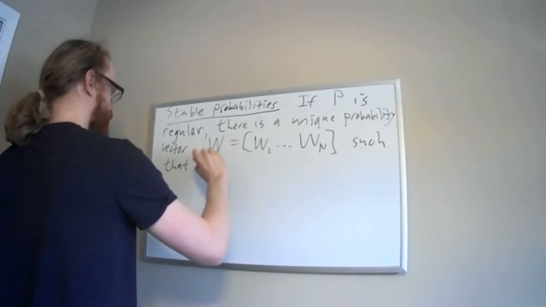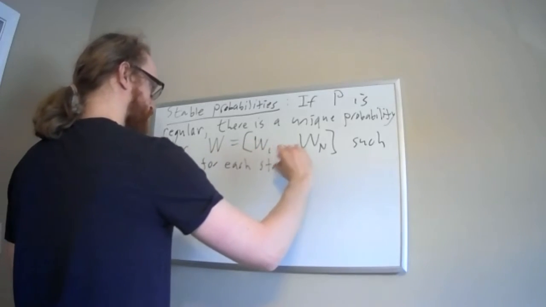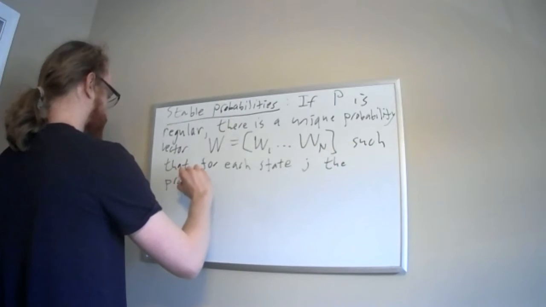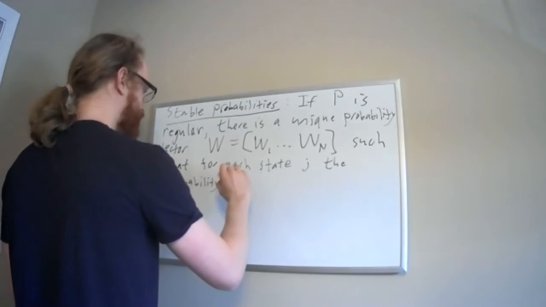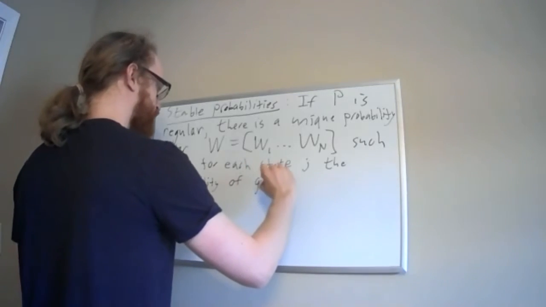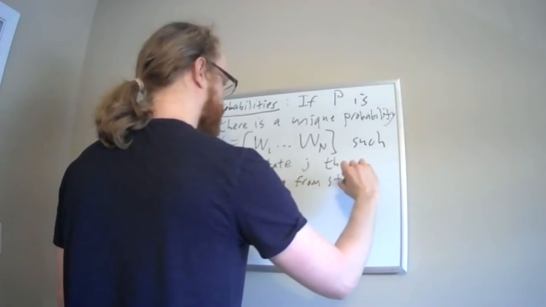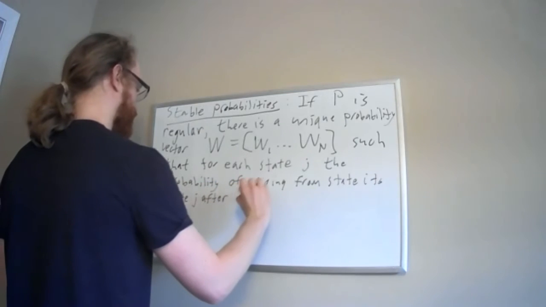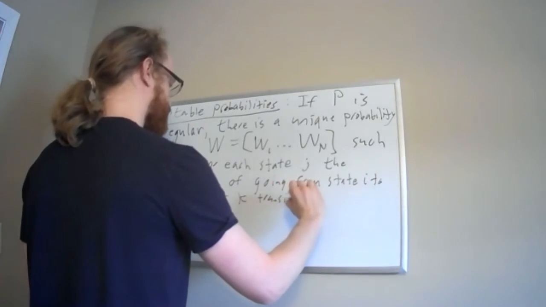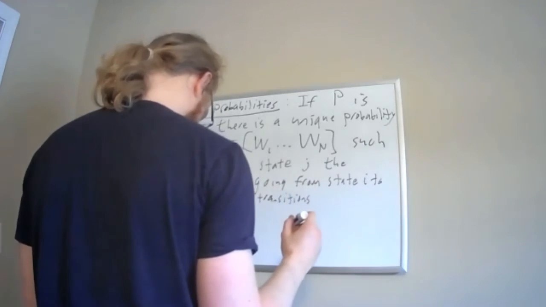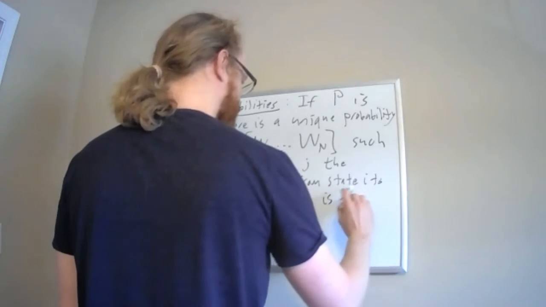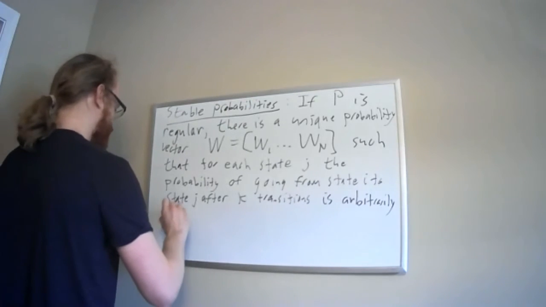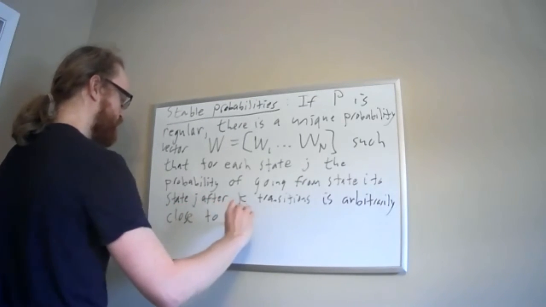For each state J, the probability of going from state I to state J after k steps, or k transitions, is arbitrarily close to Wj for large K. Let me just write this sentence, and then I'm going to have to explain what it means.